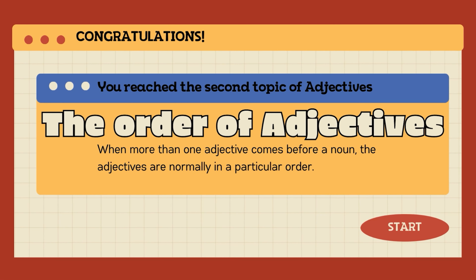Okay, now we have reached the second topic of adjectives. I am glad that you are keeping up with me. Since we have discussed the types or kinds of adjectives, we should know how they should be used. Because when more than one adjective comes before a noun, the adjectives are normally in a particular order.